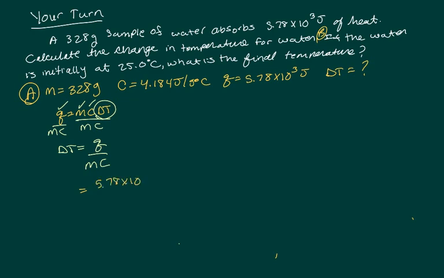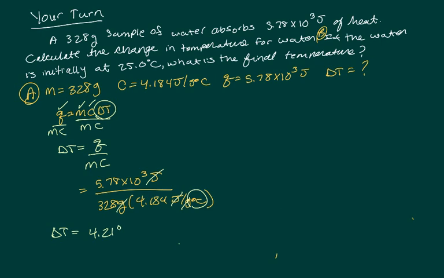We have 5.78 times 10 to the third joules over 328 grams times C, which is 4.184 joules per gram per degree Celsius. Notice our grams cancel and our joules cancel, and we're left with degrees Celsius. So we end up having a temperature change of 4.21 degrees Celsius.